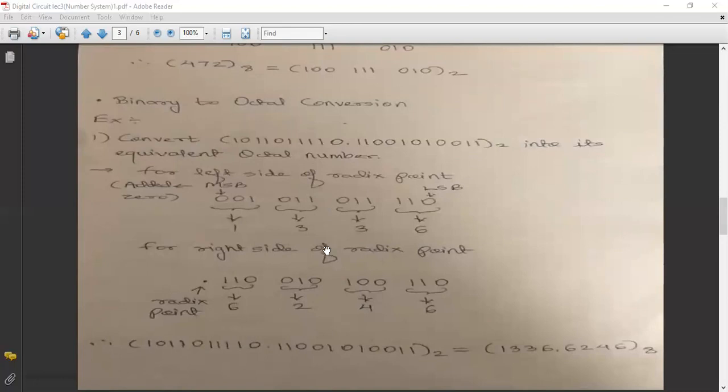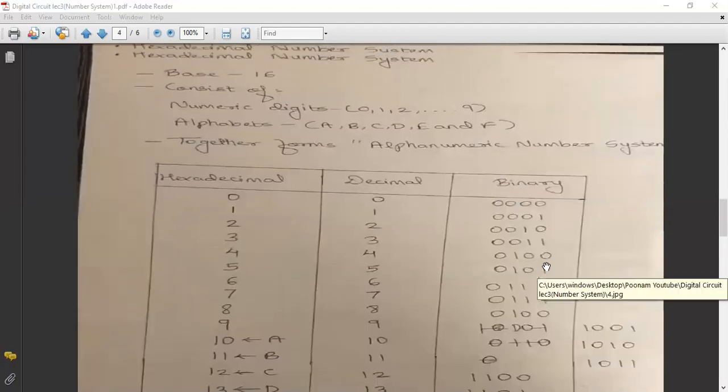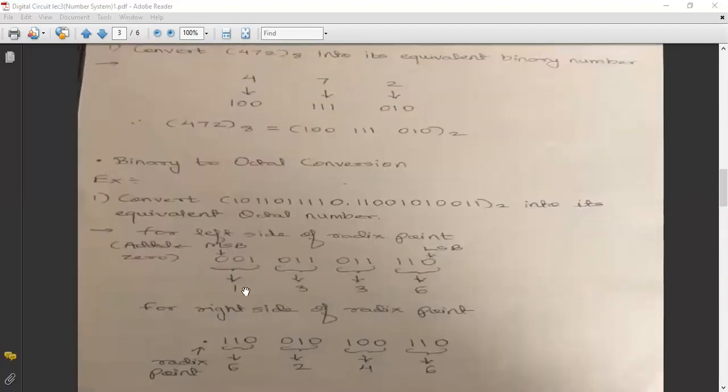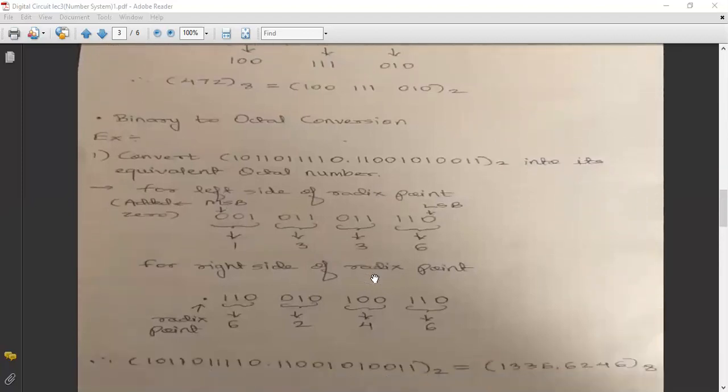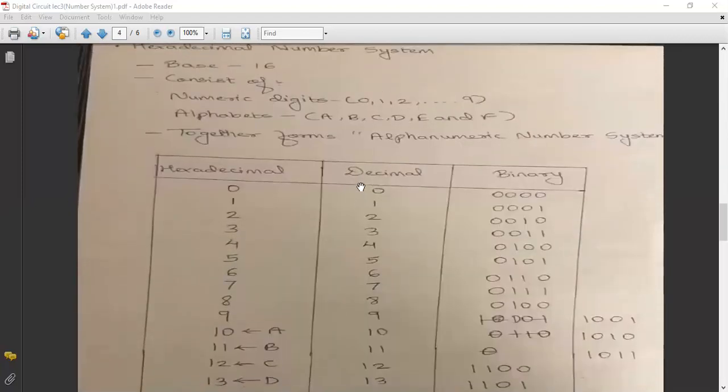So again writing the whole number, that is 10110 (repeated four times) 10.11001011 to the base 2 is now converted into 1336.6246 to the base 8. So we have converted this binary number into its octal equivalent. Okay, so this was the example for octal system.